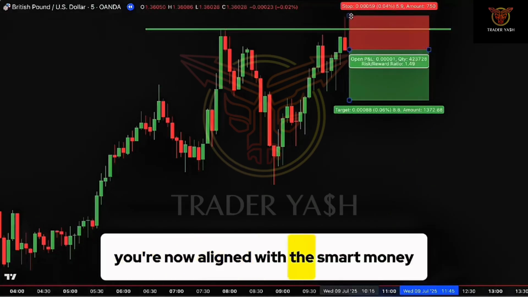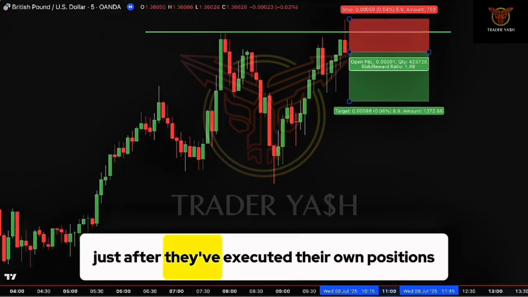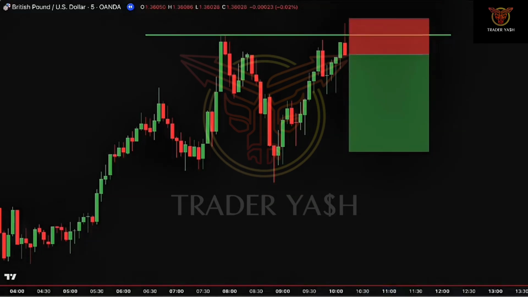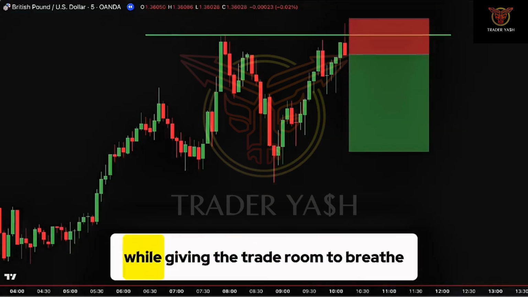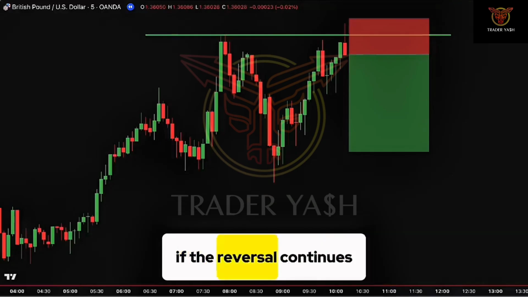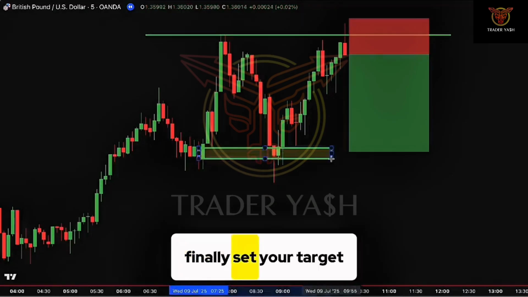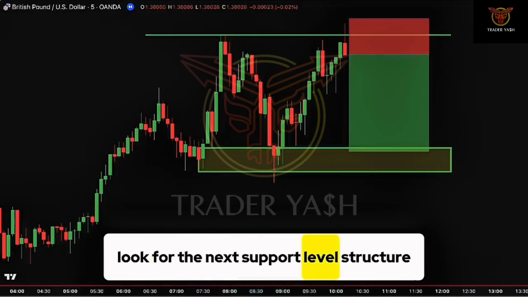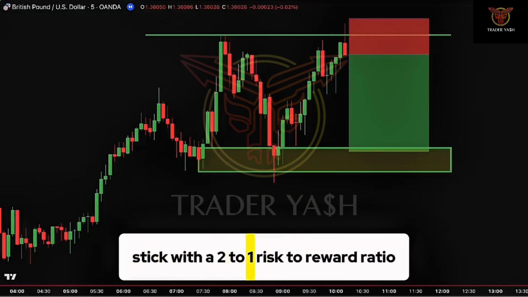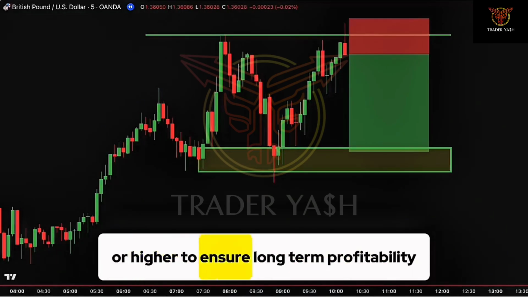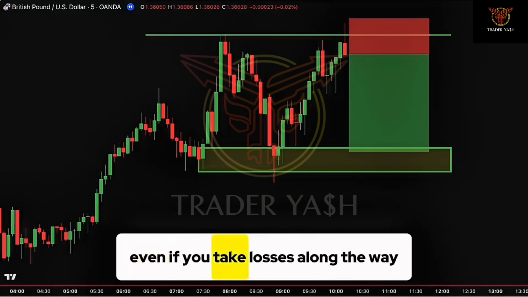You're now aligned with the smart money, entering just after they've executed their own positions. Place your stop just above the high that was swept. This keeps your risk tight while giving the trade room to breathe if the reversal continues. Finally, set your target. Look for the next support level, structure low, or zone where price is likely to react. Stick with a 2-to-1 risk-to-reward ratio or higher to ensure long-term profitability, even if you take losses along the way.